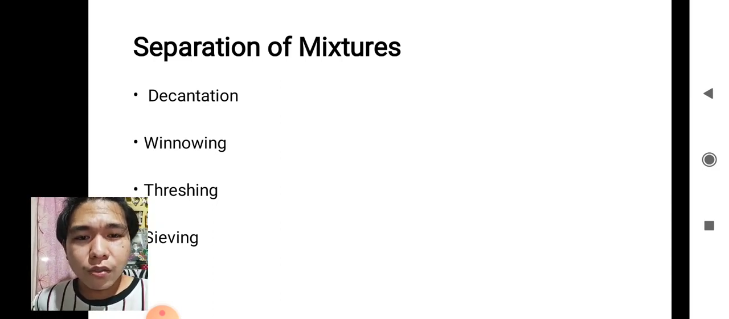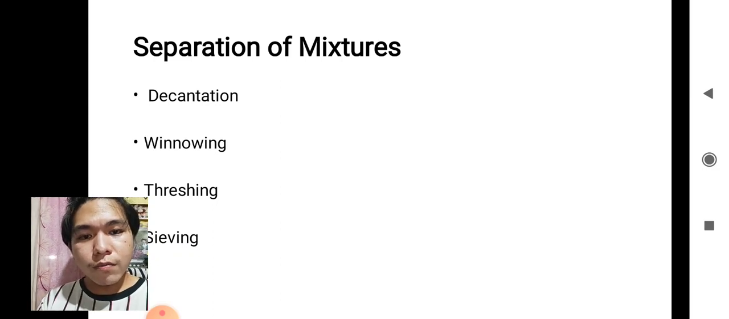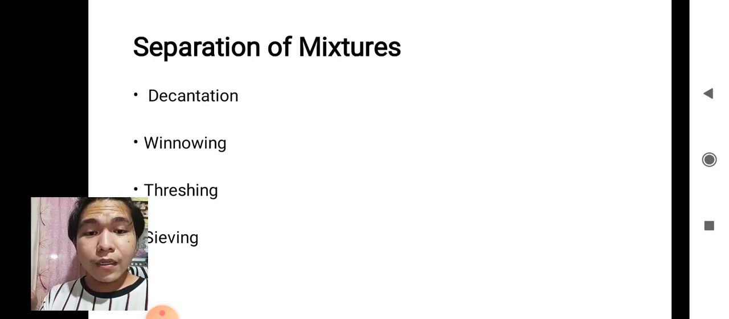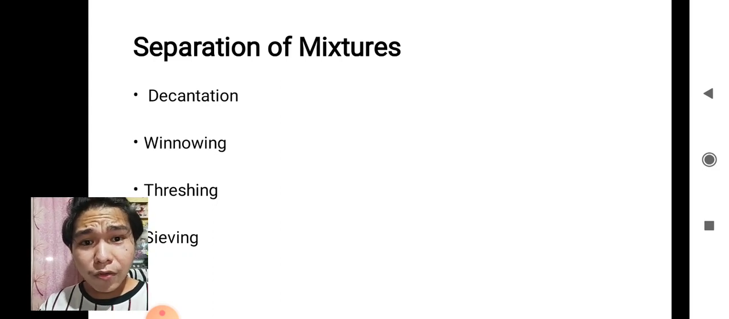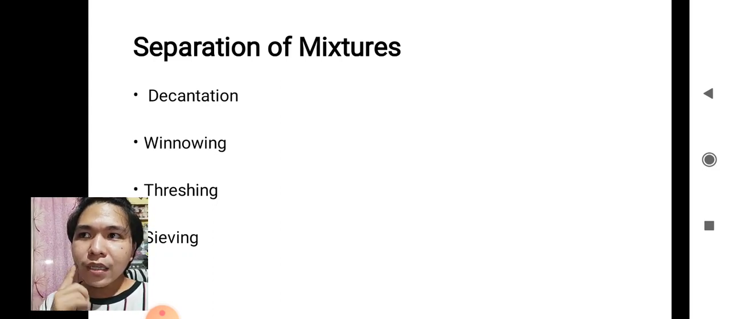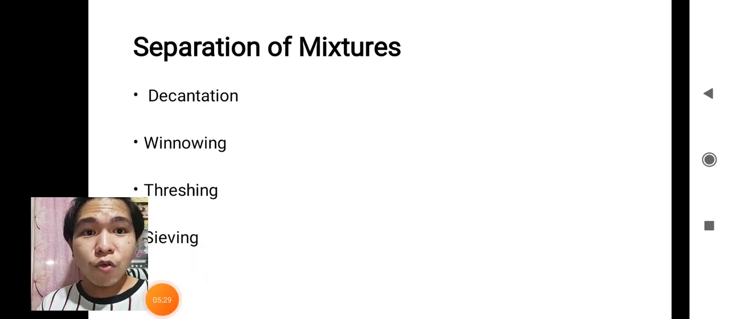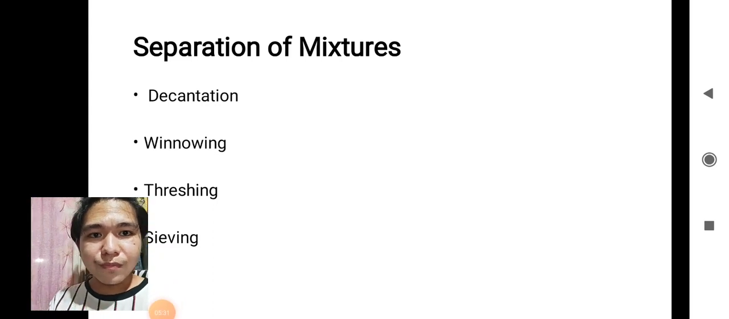Ano yung decantation? So, dali lang nga. Kuha kayo ng tubig, kuha kayo ng baso. Ang baso na may tubig, hinaluan mo ng buhangin. Di ba mababaw yung buhangin? So, gusto mong tanggalin ang tubig at ipabili ang buhangin. So, what separation of mixtures ang gagamitin mo? Ang gagamitin mo ay yung decantation.